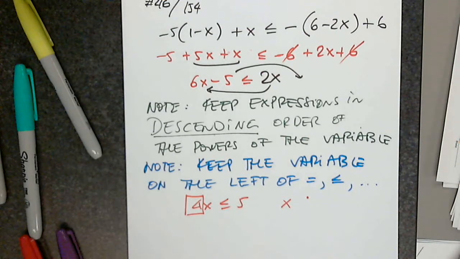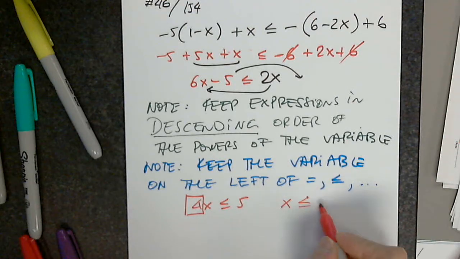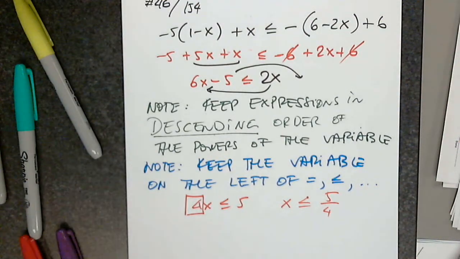We only divide by the coefficient of x. Maybe you said that, maybe you didn't. I just want to emphasize. Forgive me, this is very important. We never divide by x. We only divide by the coefficient of x. So that is 5/4. I didn't have to switch the symbol of the inequality because I didn't divide by a negative number.